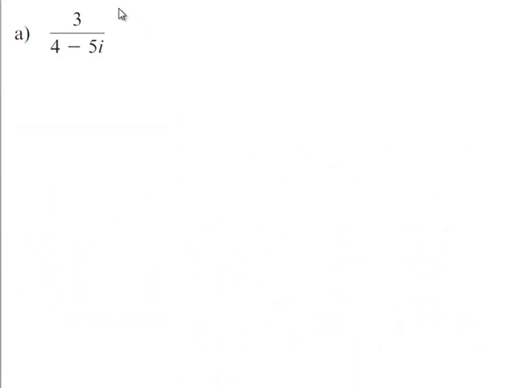Let's take a look at another one. So here I have 3 over 4 minus 5i. To deal with this, I'm going to multiply it by 1 in the form of the conjugate of the denominator. Whoops, that's not a t, that's an i. So here, this one's pretty simple. I'm just distributing. So 3 times 4 is 12, and 3 times 5i would be 15i.